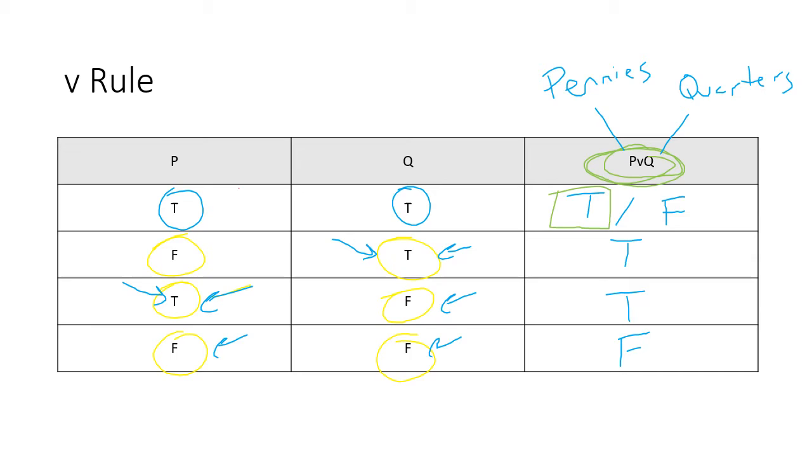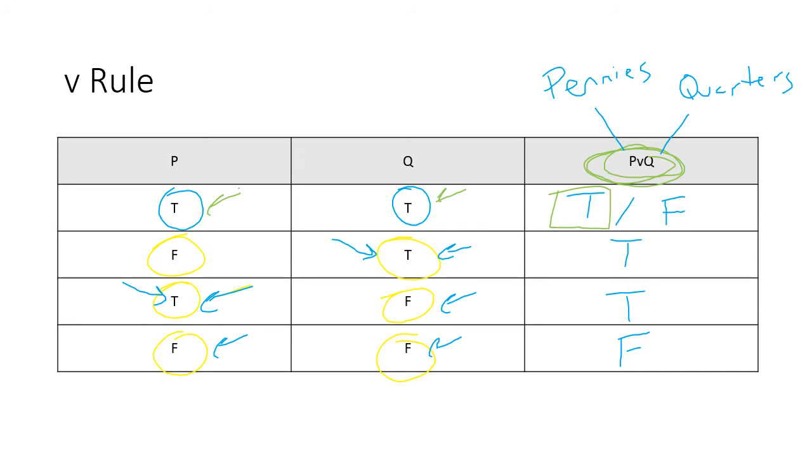But us considering it true is an inclusive disjunction, meaning that it's fine if both of them are true. It only matters that one of them is true. Because it's true, I either have pennies or I have quarters. There's nothing that says I can't have both of them, but it's just saying I have at least one of them.